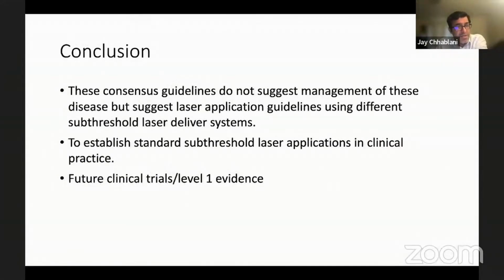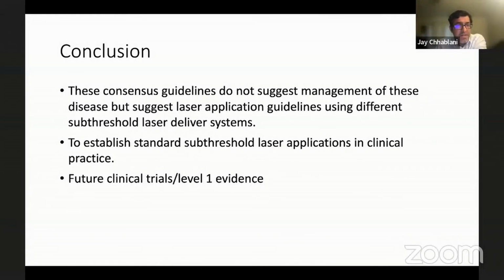With this, I would like to conclude that these consensus guidelines do not suggest management of these diseases, but suggest laser application guidelines using different subthreshold laser delivery systems. We do not support any specific laser delivery systems. These are very much subthreshold guidelines.